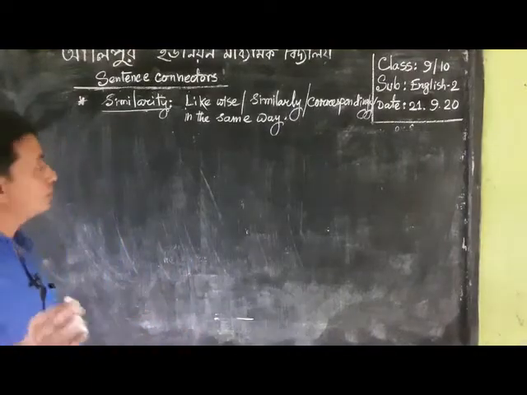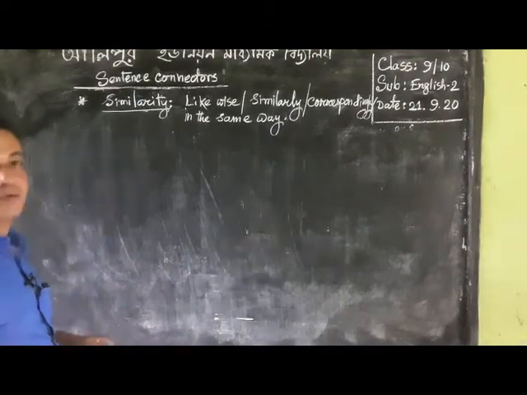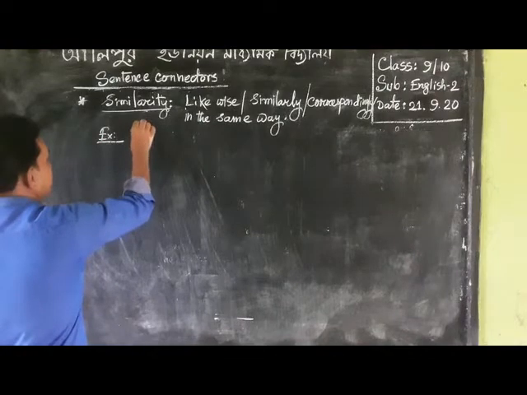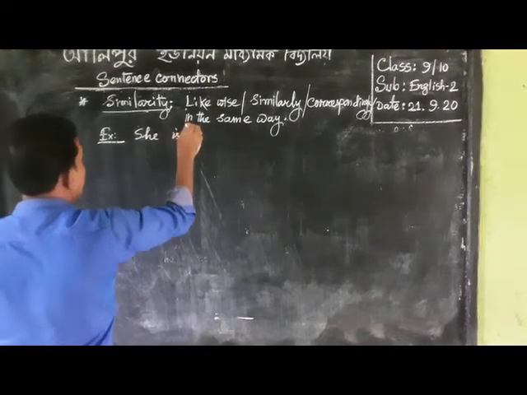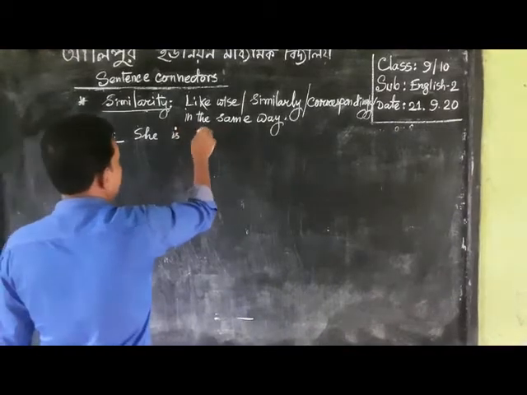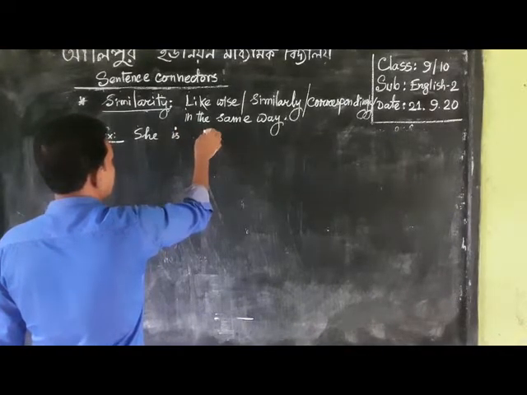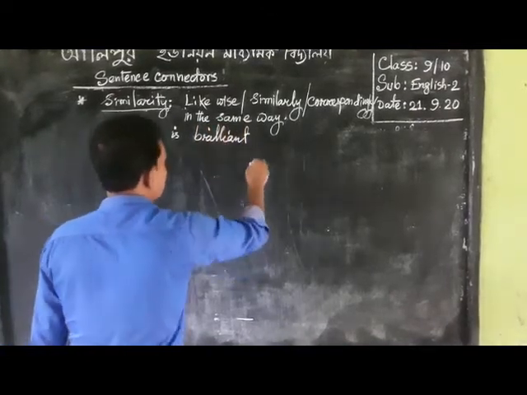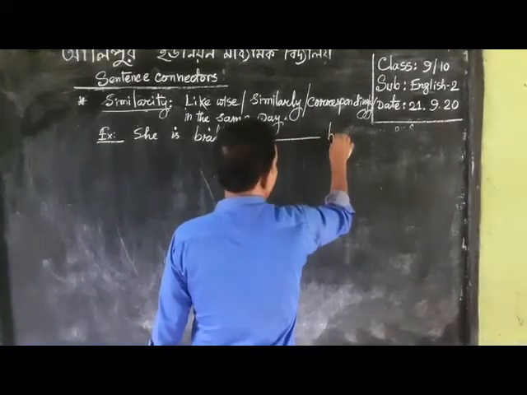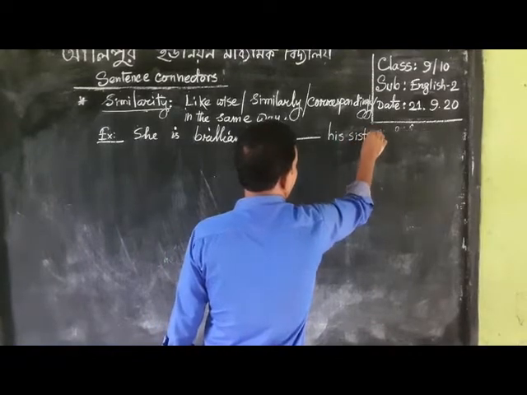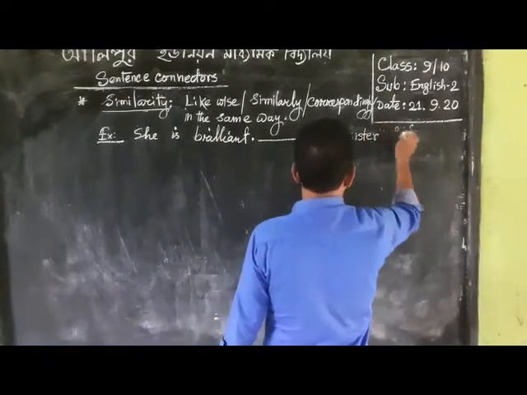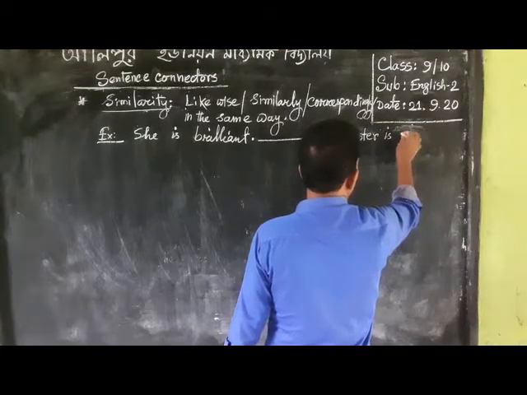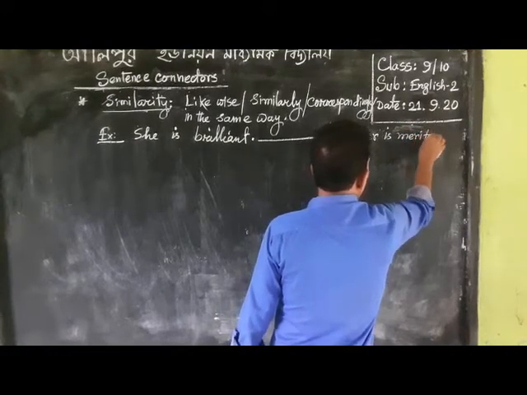Okay, now I am going to give an example using this type of connectors, such as: She is brilliant. Blank. His sister is meritorious.